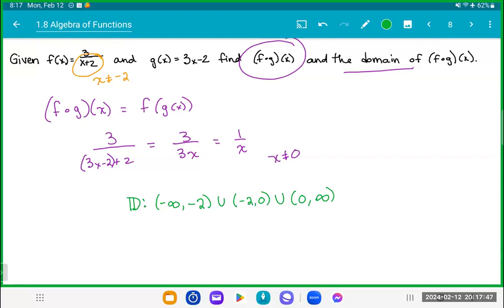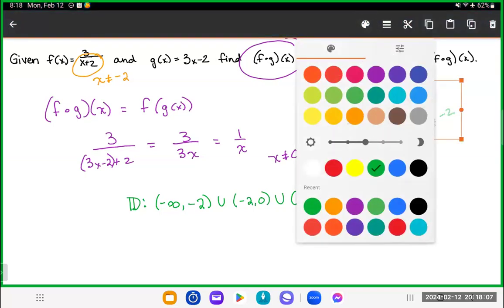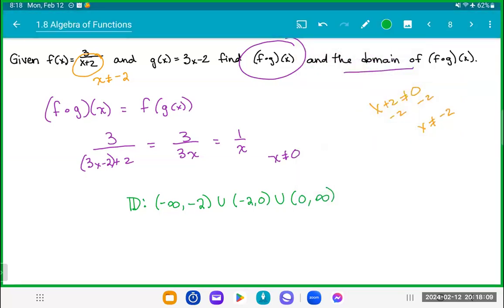Okay, question. How did you get negative 2 out of x plus 2? Because x plus 2 cannot equal 0. So if I subtract 2 from both sides, I get that x cannot equal negative 2. Okay. I'll change it to that color to kind of help if you refer back to these notes. Okay. Any other questions?